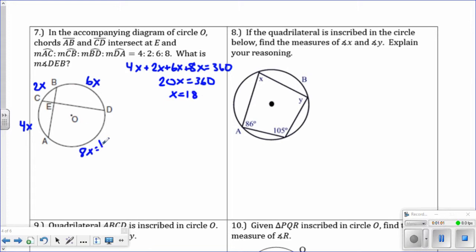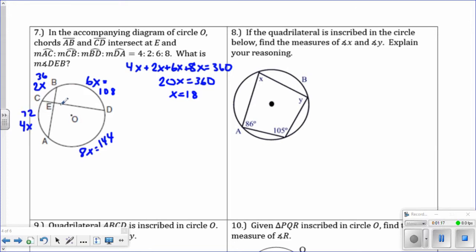So 8 times 18, we get this arc is 144. 6 times 18, we get 108. 2 times 18 is 36. It's arc BC up here. And then over on the left, 4 times 18 is 72.